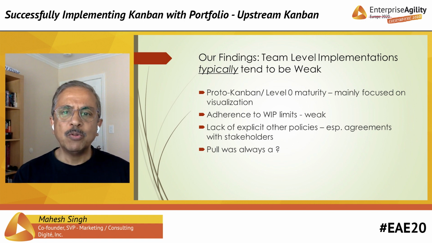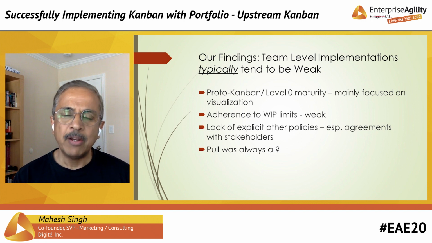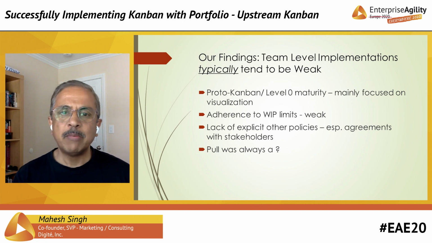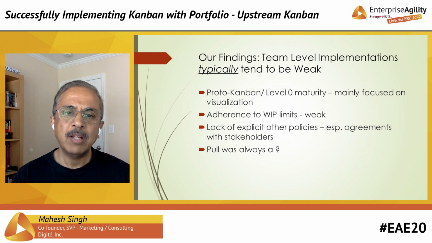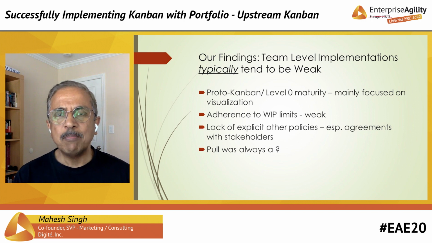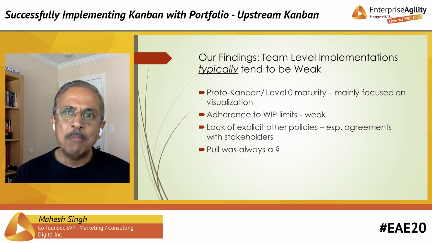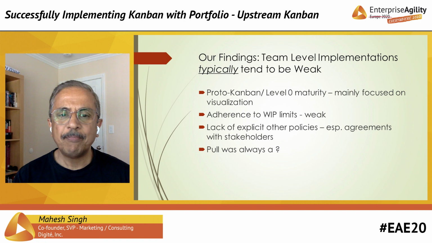So here is what we found. We found that typically when companies or teams implement Kanban, starting from a team level, they tend to be weak. Not everybody, but some of them, or rather, I would say many of them, tend to be weak when they implement at a team level. They are typically at a proto Kanban level 0 maturity, which is mainly focused on visualization, like I was just saying. The one thing that they do beyond visualization is that they define the WIP limits at different stages of their workflow. But the adherence to the WIP limit, the actual following of the WIP limit, remains somewhat weak.